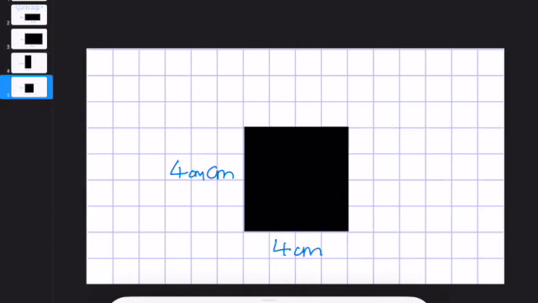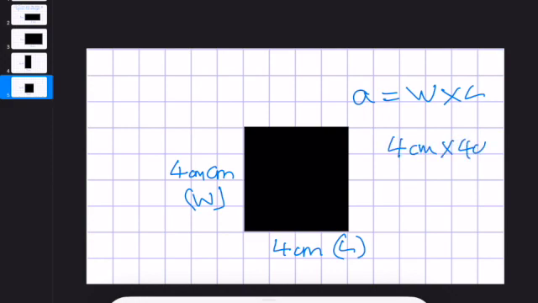Now, the LO is to find the area of rectangles and squares. So far, we've looked at rectangles. Now, the difference between a rectangle and a square, all the sides are the same. So the width and the length are the same, but it's the same equation. Area equals width times length. So all you do, in this case, is 4 centimetres times 4 centimetres equals 16 centimetres.